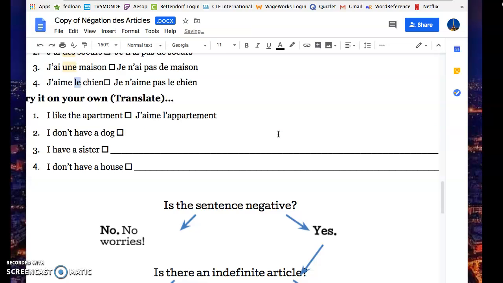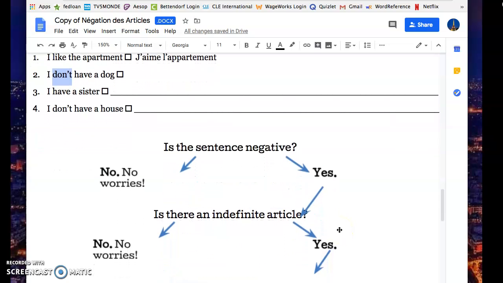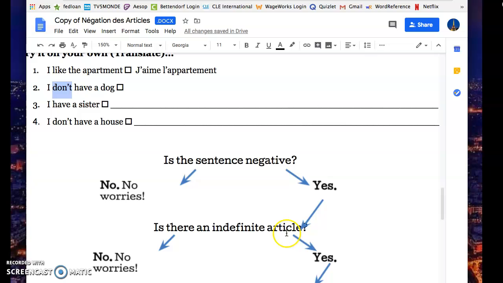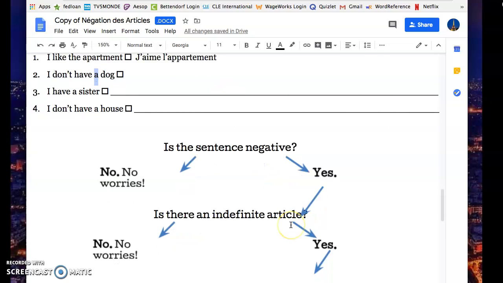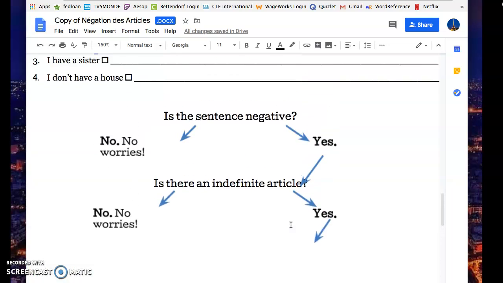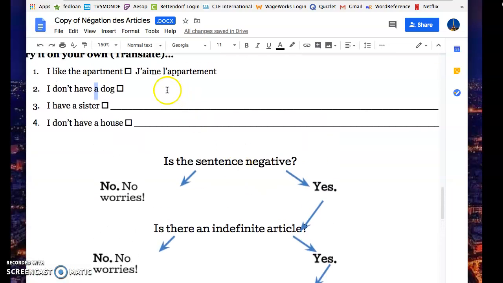Moving on to number 2. I don't have a dog. Okay, so first of all, is the sentence negative? Yes, the sentence is negative. It's I don't. So that means it's negative. Is there an indefinite article in this sentence? Yes, the indefinite article is a. Remember, a, an, and some, un, une, and des are the indefinite articles. So that's going to get weird. There is an indefinite article, so let's just go ahead and start working on this.